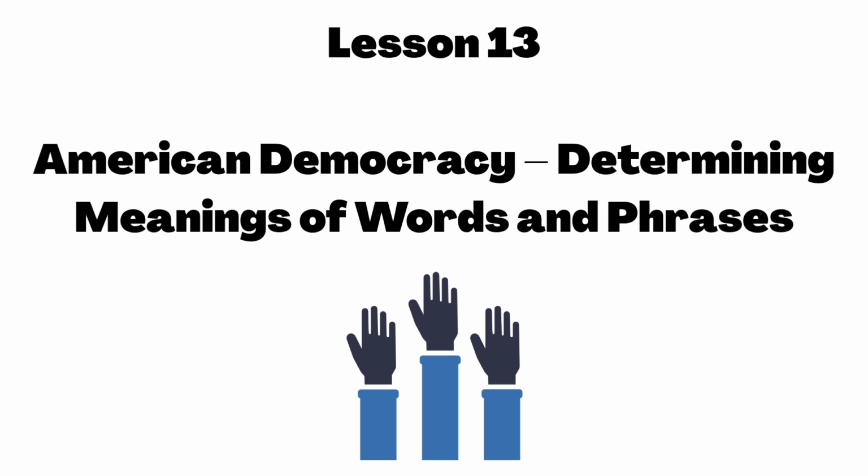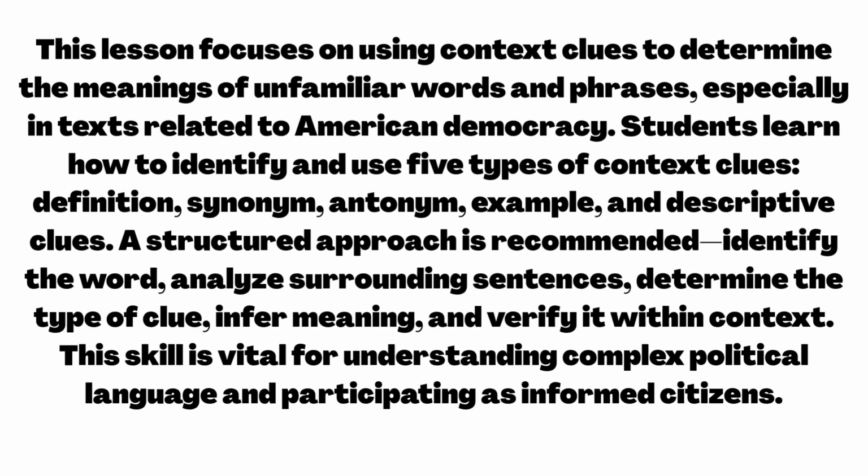Lesson 13. American Democracy, Determining Meanings of Words and Phrases. This lesson focuses on using context clues to determine the meanings of unfamiliar words and phrases, especially in texts related to American democracy. Students learn how to identify and use 5 types of context clues: definition, synonym, antonym, example, and descriptive clues. A structured approach is recommended.